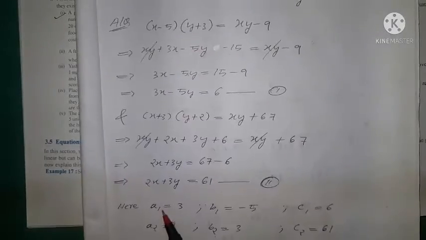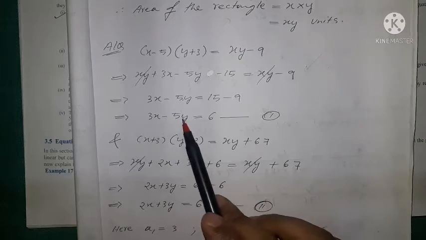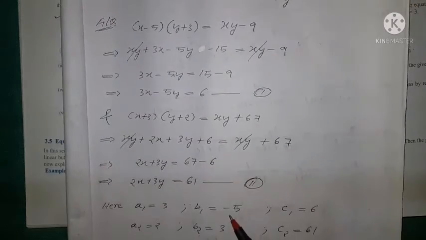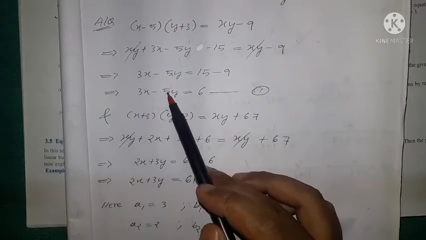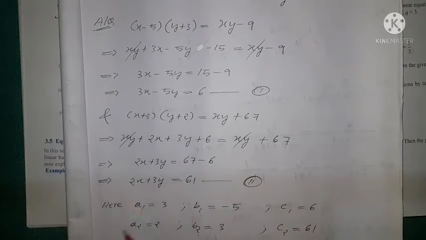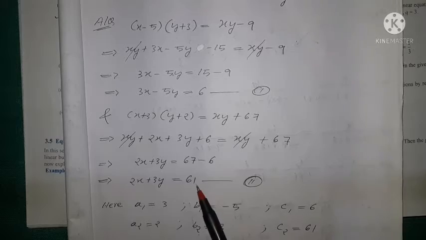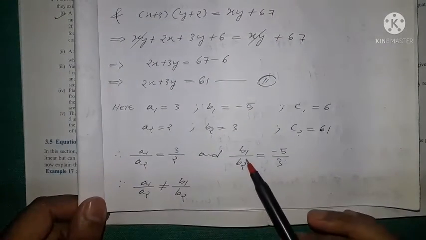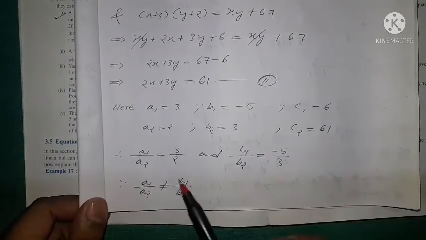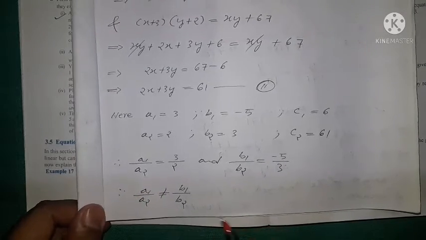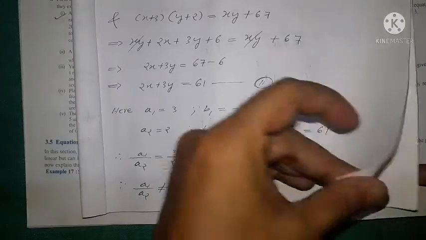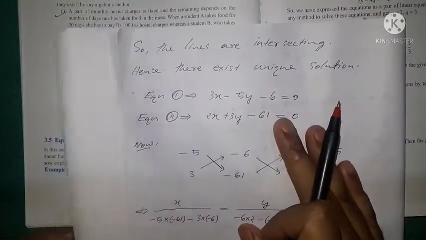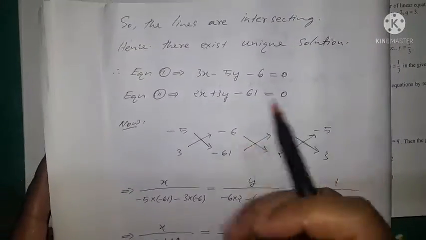So here a1 is 3, b1 is minus 5, as we can see, and c1 is 6. Again, a2 is 2, b2 is 3, and c2 is 61. So therefore a1 by a2 is equal to 3 by 2, b1 by b2 is equal to minus 5 by 3. Since a1 by a2 is not equal to b1 by b2, therefore the lines will be intersecting. So the lines are intersecting, hence there exists a unique solution.